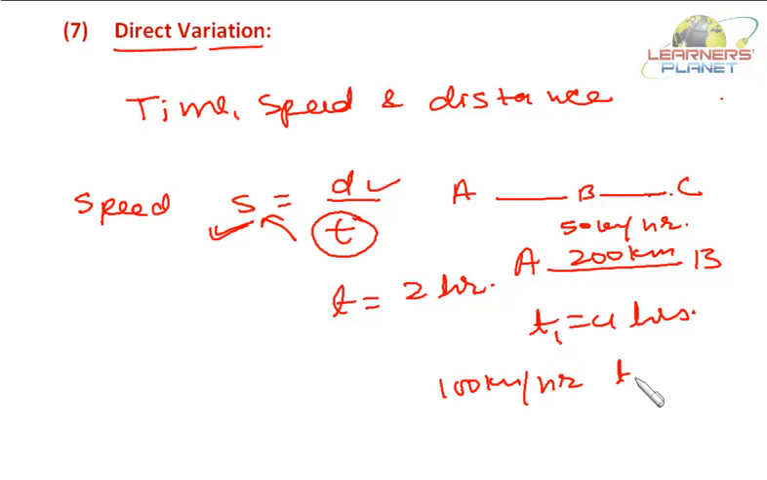Now what is the time I'll be taking? That is 2 hours. That means I'm increasing the speed from 50 to 100, but the time is reduced from 4 to 2 hours. That means speed and time are in inverse variation. That means if speed increases, time will decrease if the distance is constant.